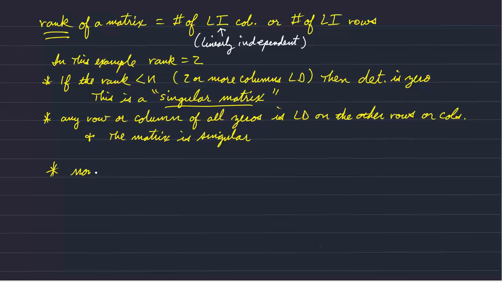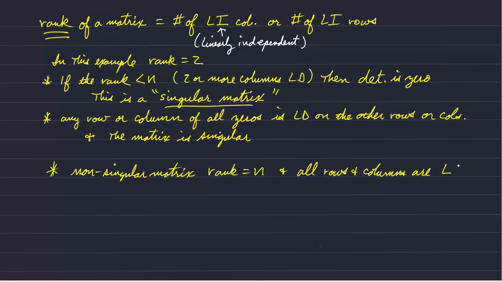A non-singular matrix has a rank equal to its dimension, and all rows and columns are linearly independent. And the determinant of that matrix is non-zero.